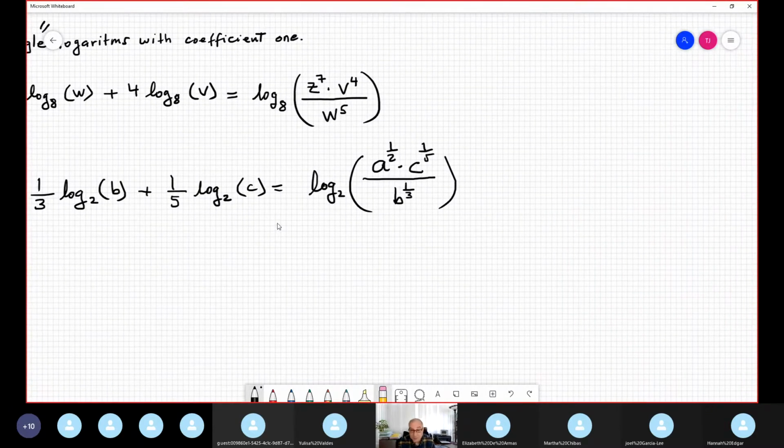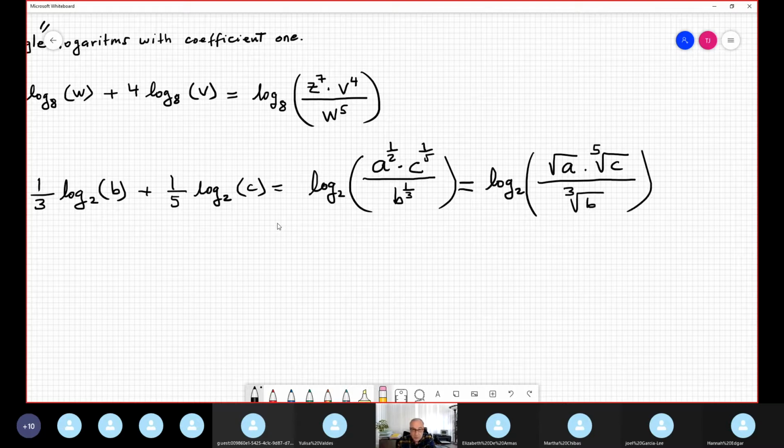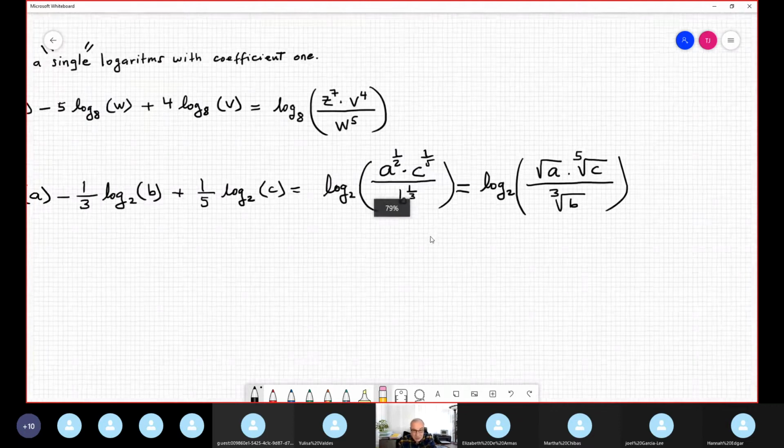You can express it using radical notation, because I know that there is a relationship between the fraction exponent and radical notation. This is equivalent to say square root of A times the 5th root of C, and this is a cubic root of B. Either way, this is perfect and this is super perfect. More elegant, maybe. I don't know. It's up to you.